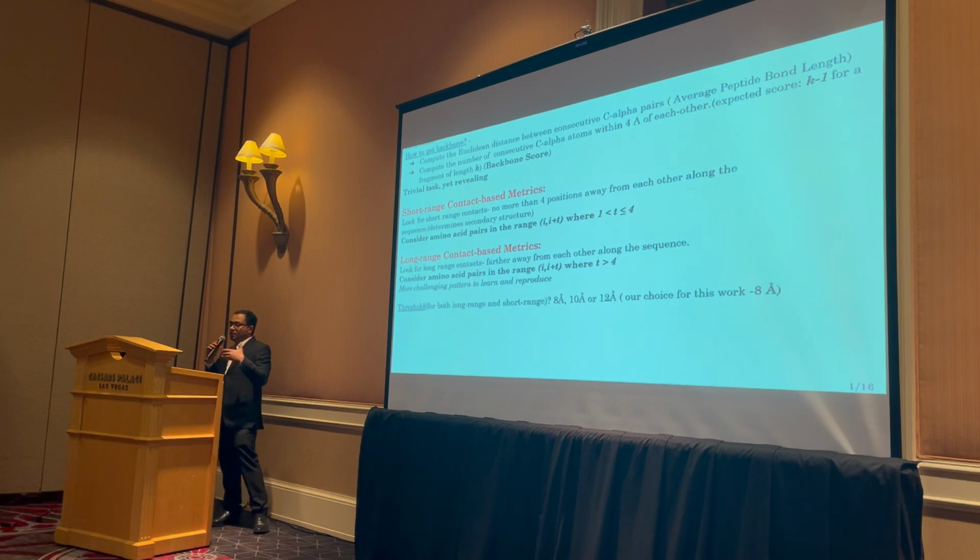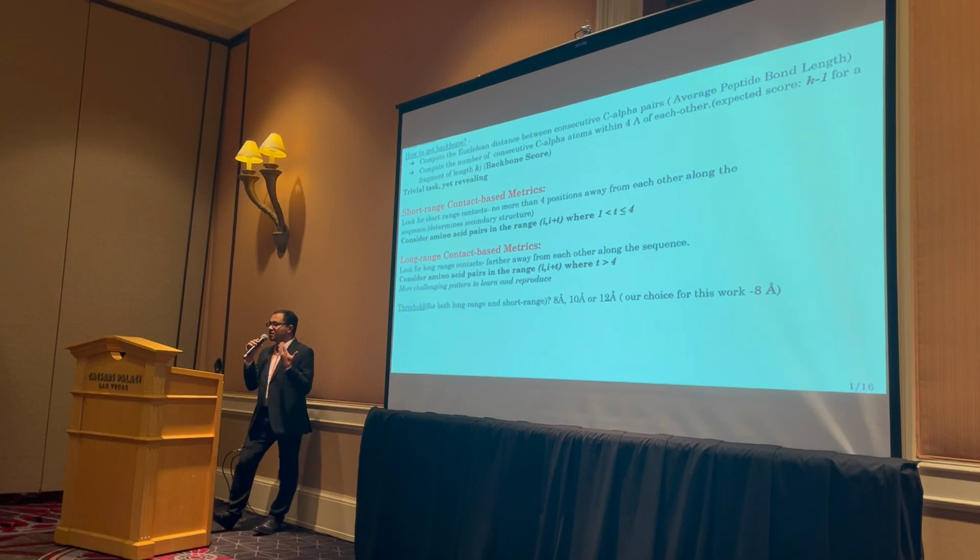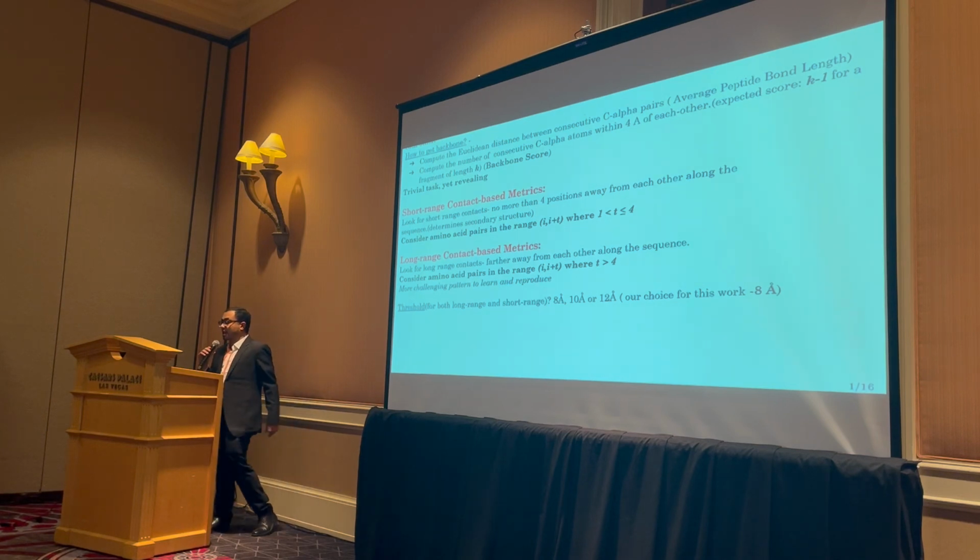Then we have the short-range contact-based metric, for which we look for contacts or atoms that are placed within no more than 4 positions away from each other along the sequence. And then we have the long-range contact-based metric, for which we look for atoms that are placed further apart along the sequence.